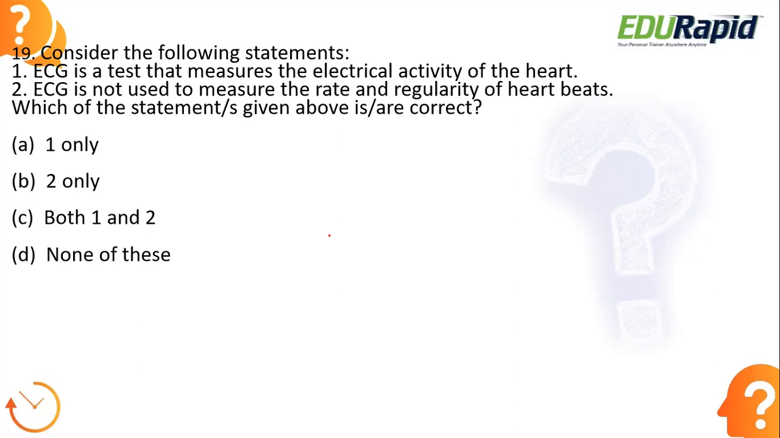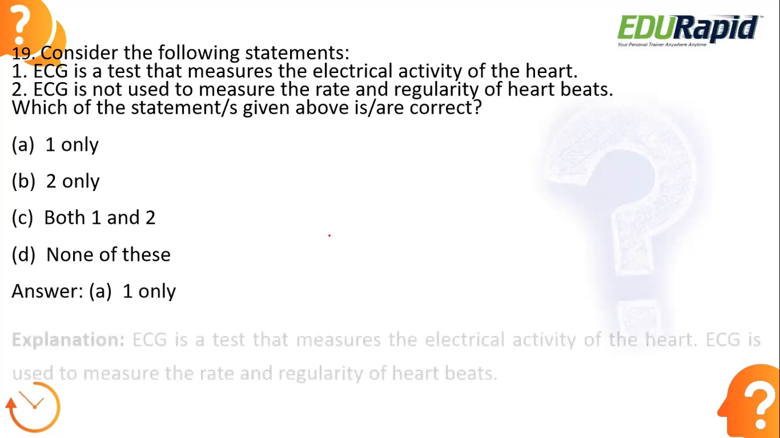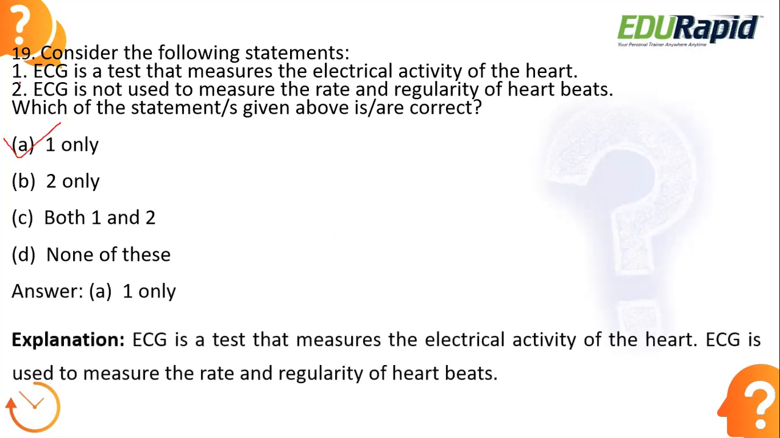Okay, now let us look at the right answer here. The right answer is option A, 1 only, because the first statement is correct and the second statement is not correct. ECG, which is electrocardiography, is a test related to the heart rate that measures our heartbeats. The ECG test measures the electrical activity of our heart, the pumping system of our heart.